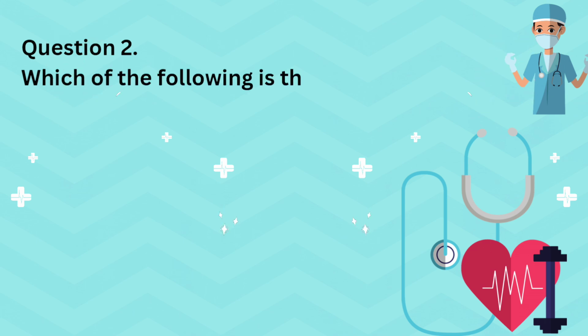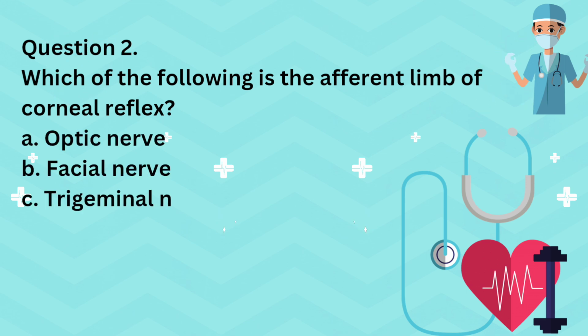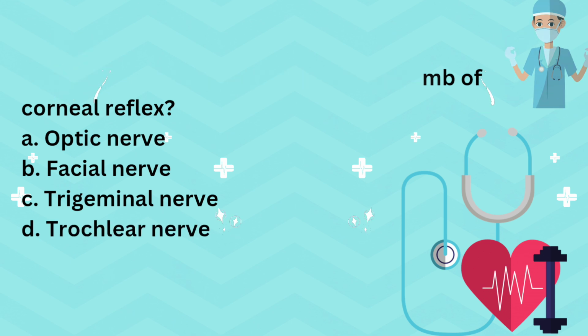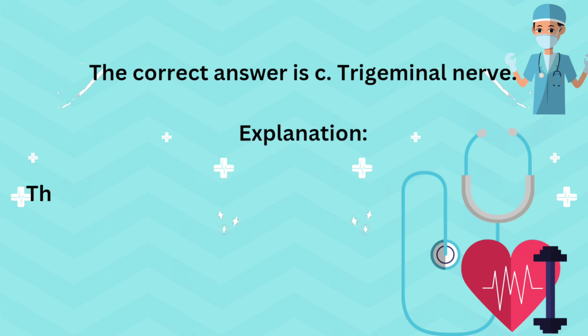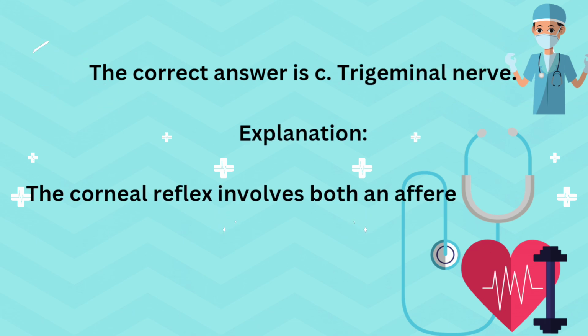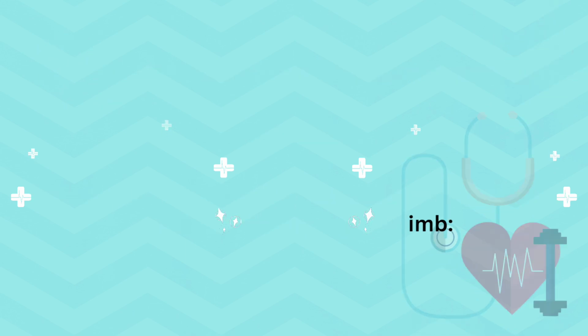Question 2. Which of the following is the afferent limb of corneal reflex? A. Optic nerve. B. Facial nerve. C. Trigeminal nerve. D. Trochlear nerve. The correct answer is C. Trigeminal nerve. Explanation. The corneal reflex involves both an afferent, sensory, and an efferent, motor, limb.